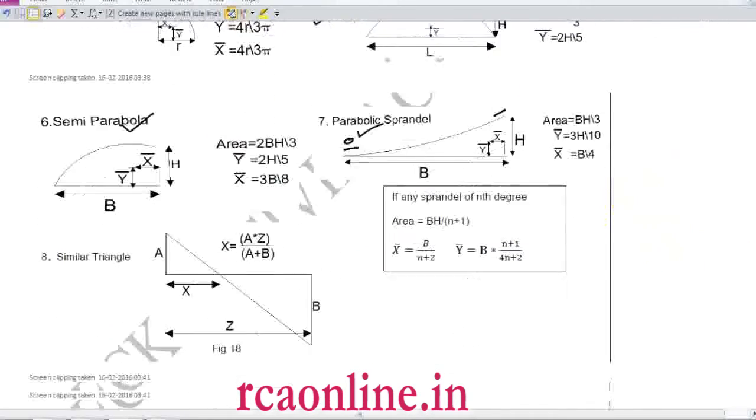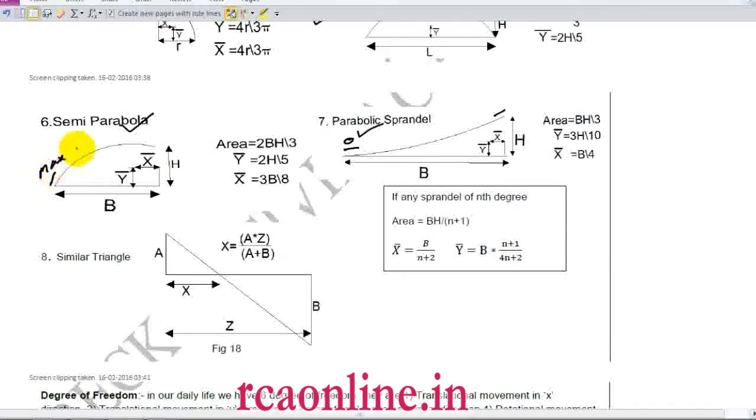Now similarly, semi-parabola. So what is a semi-parabola? Semi-parabola is a parabola in which the slope here is maximum, and then it is decreasing, and here it is minimum. So this is your semi-parabola. Clear? So here I have maximum slope, and here I have minimum slope, and its area is 2/3.